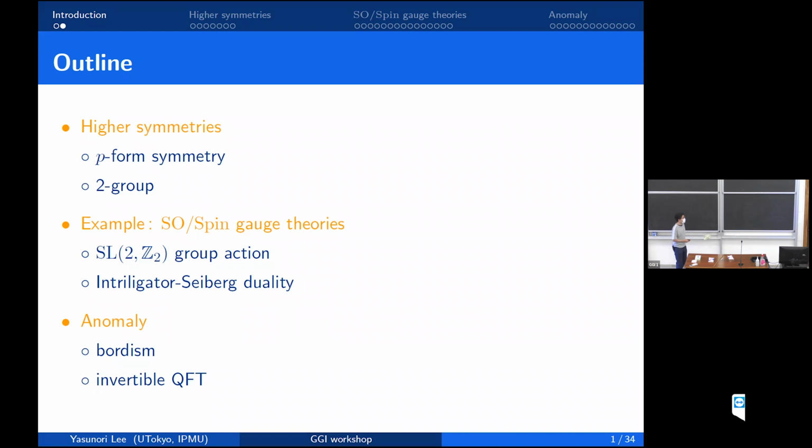Okay, so first I will explain what these higher symmetries are, and then we'll look into concrete examples with such higher symmetry structures, namely SO gauge theories and spin gauge theories. These gauge theories are actually related to each other by certain transformations. And exploiting this relation, we can indeed see how these higher symmetry structures are mapped under the Intriligator-Seiberg duality. And finally, I will tell you another story about the anomaly, which supplements the argument in the previous sections. So that's the outline of my talk.